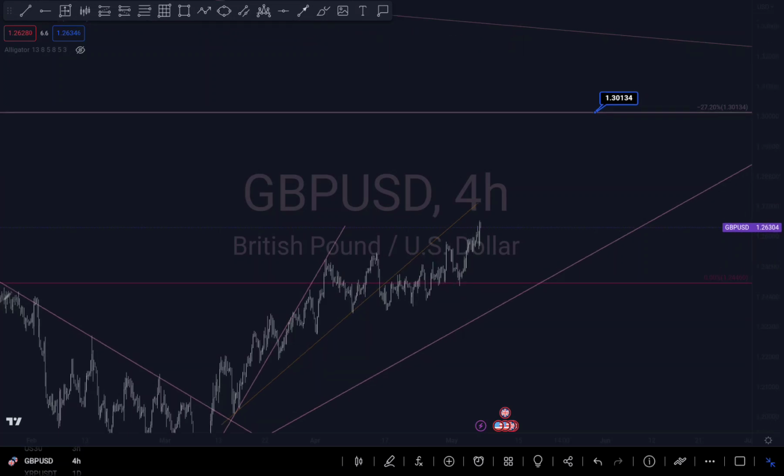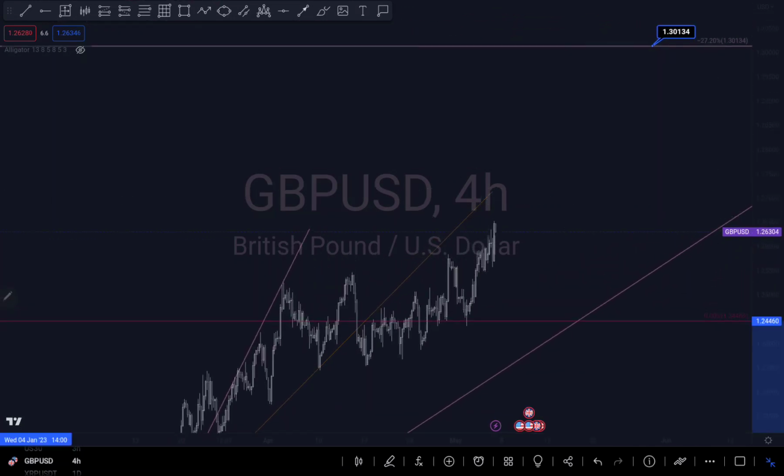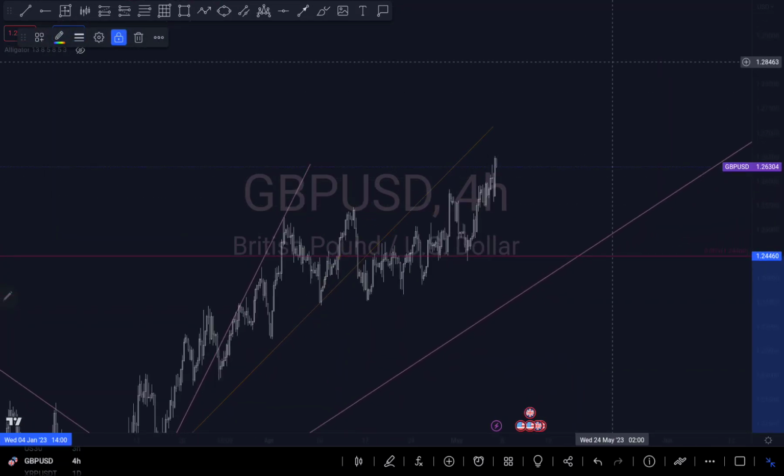Let me zoom in a little bit. My reason for selling was because I saw a break of structure around this level right here. So I said there is a possibility of a retest of that trend line and a push to the downside. And my other confluence was this double top around this level, which is the M pattern, which also indicates a reversal for us to now push to the downside.